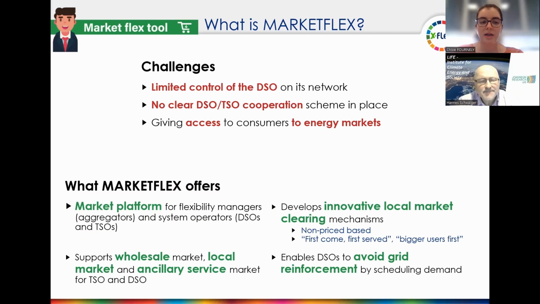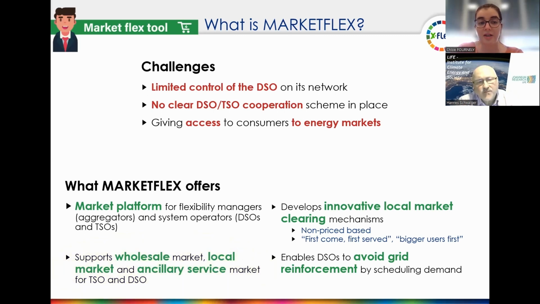What is interesting in MARKETFLEX? There are existing wholesale energy markets, but there are no local markets really existing today in Europe. So MARKETFLEX offers both: a connection to existing wholesale markets, but also a new local market for DSOs. And it provides a day-ahead market, intraday markets, which are a bit ahead of time before operation but also closer to real time, and also a balancing and ancillary services market.